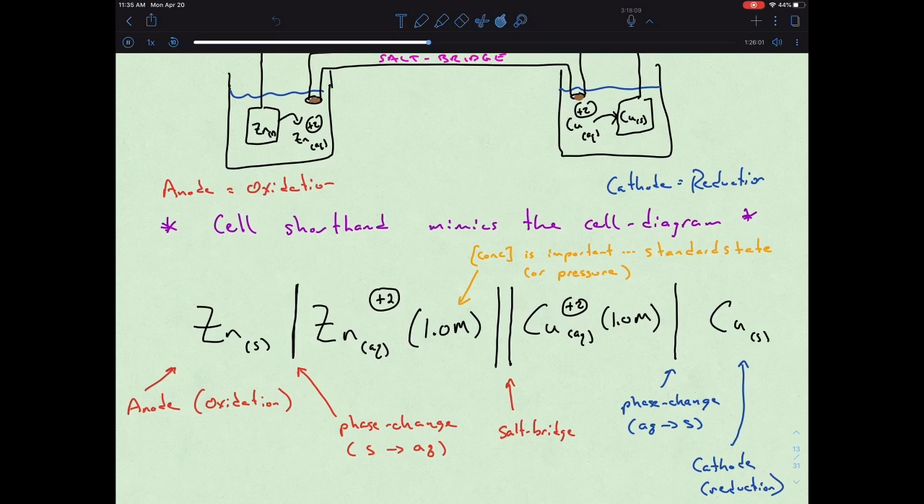So the cell shorthand motif is really just a shorthand of the actual cell diagram. Instead of drawing all of those things, we can just minimalize it as we see here. So that's the notion of cell shorthand.